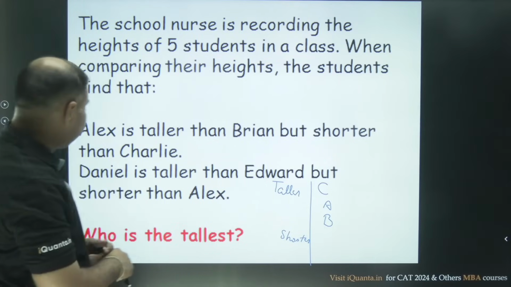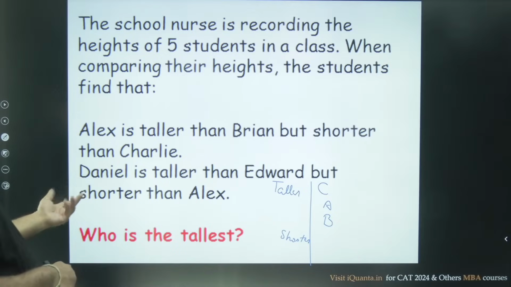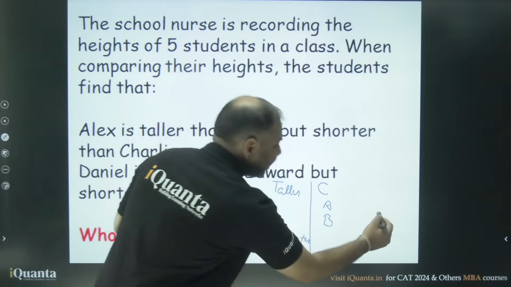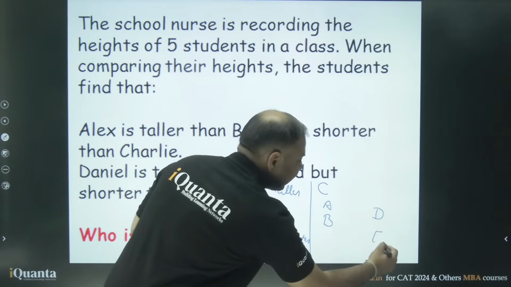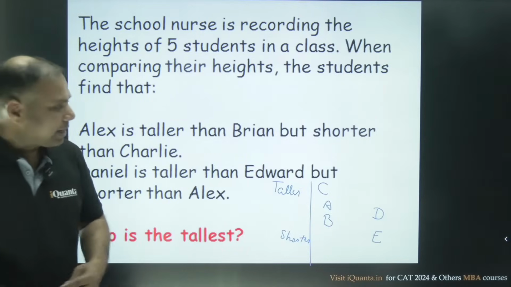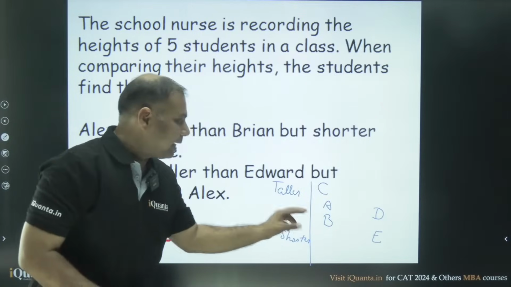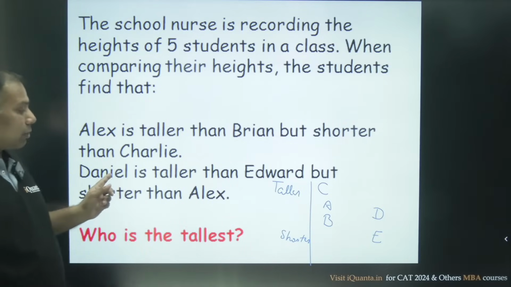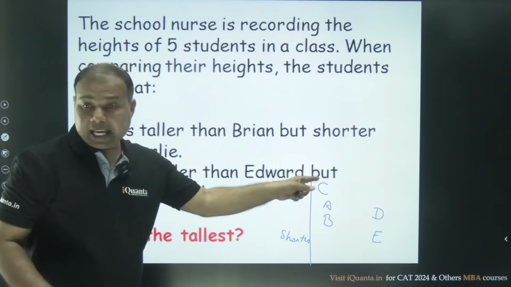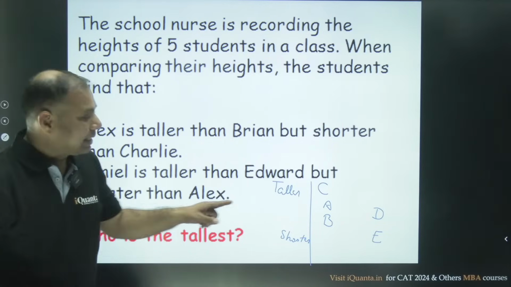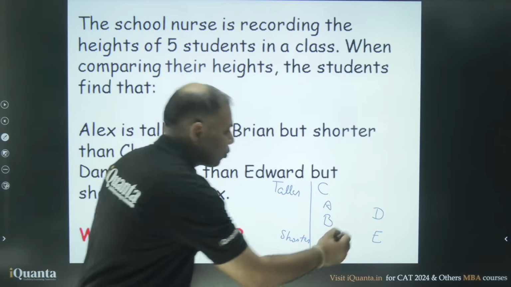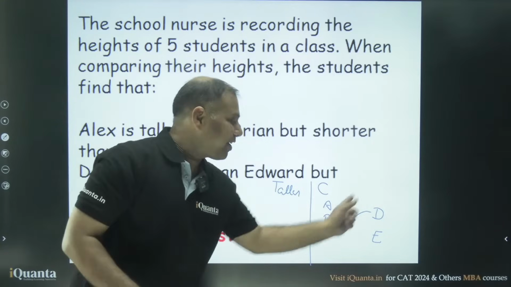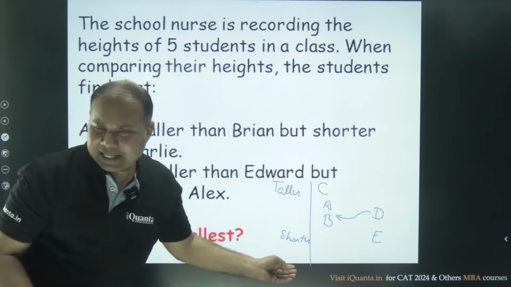Now the next statement says, this is only the second statement, that's it. Daniel is taller than Edward. So D is taller than E. Let me write it separately. So D is taller than E. E will come below it somewhere, right? Because D is taller, in this table D will come at the top and E will be below it. Daniel is taller than Edward, but again we are talking about D, but shorter than Alex. But now D is shorter than whom? Than Alex. So it will fit below Alex. So this DE combination will fit somewhere below A, somewhere lower, right?